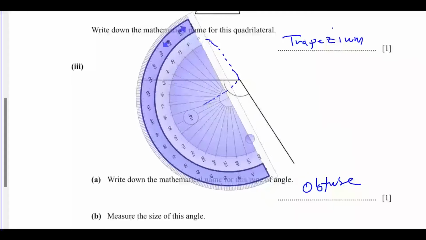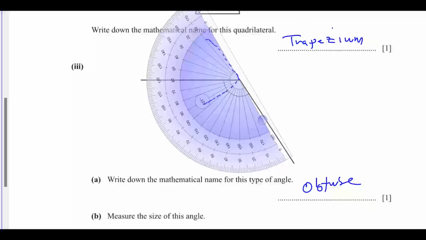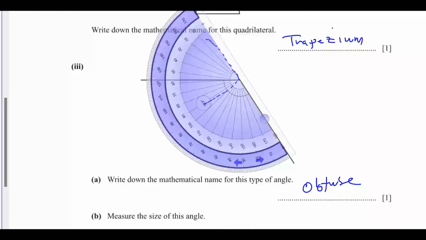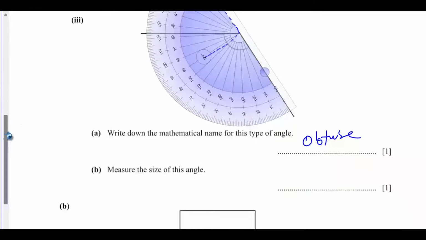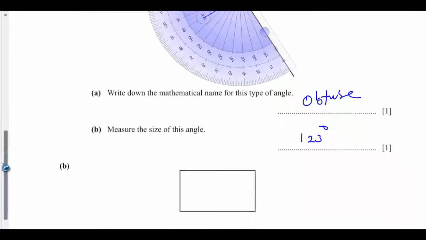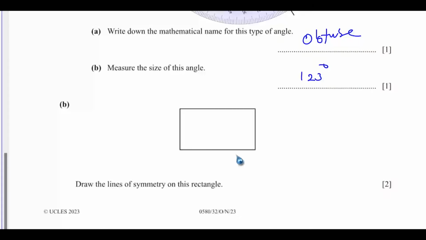Okay, so let's rotate it like this. So zero is here now. Put the center here. Then adjust this a little bit. So we start from zero here up to this place. This is 90 here, and you have 120, 121, 122, 123. So the value of the angle here is 123 degrees.